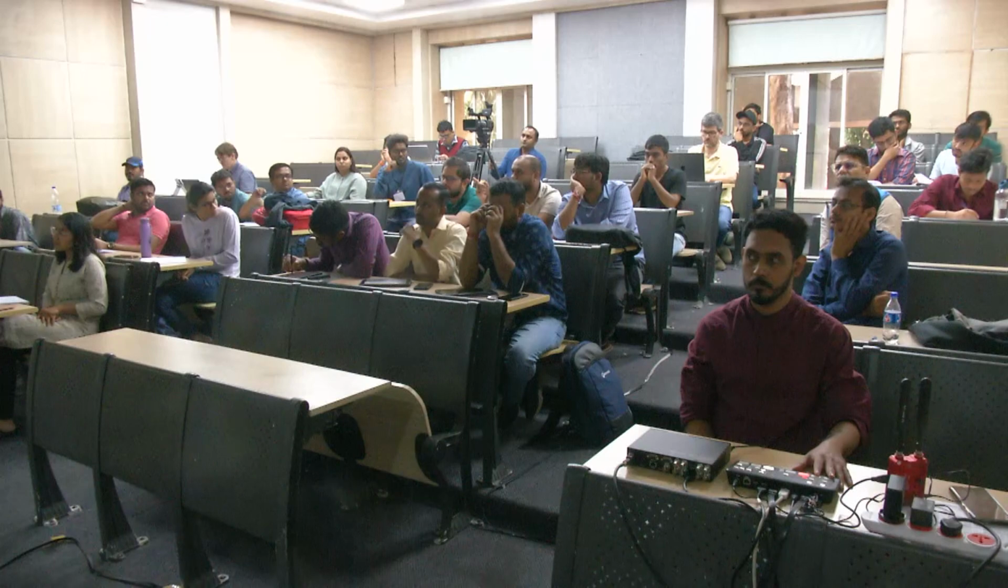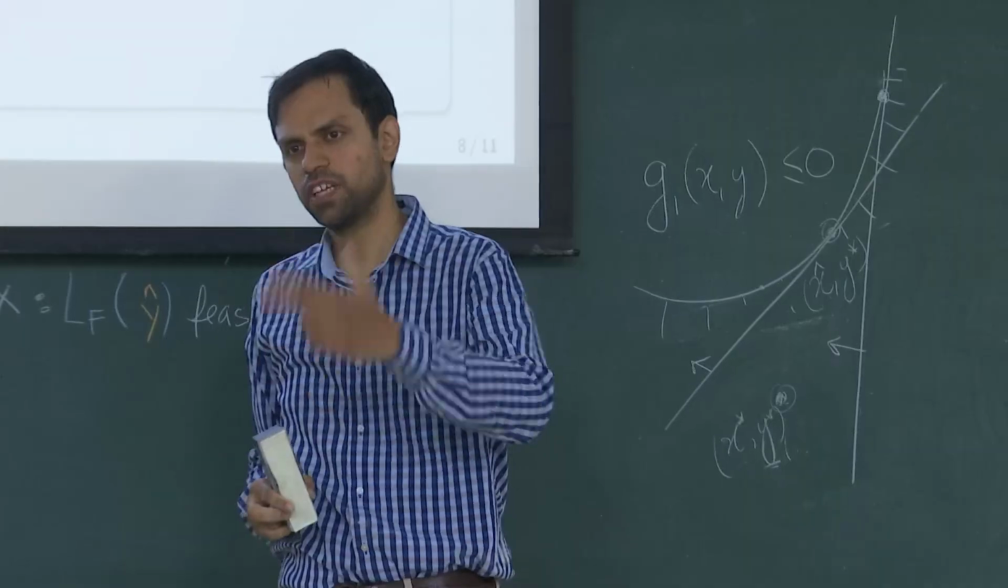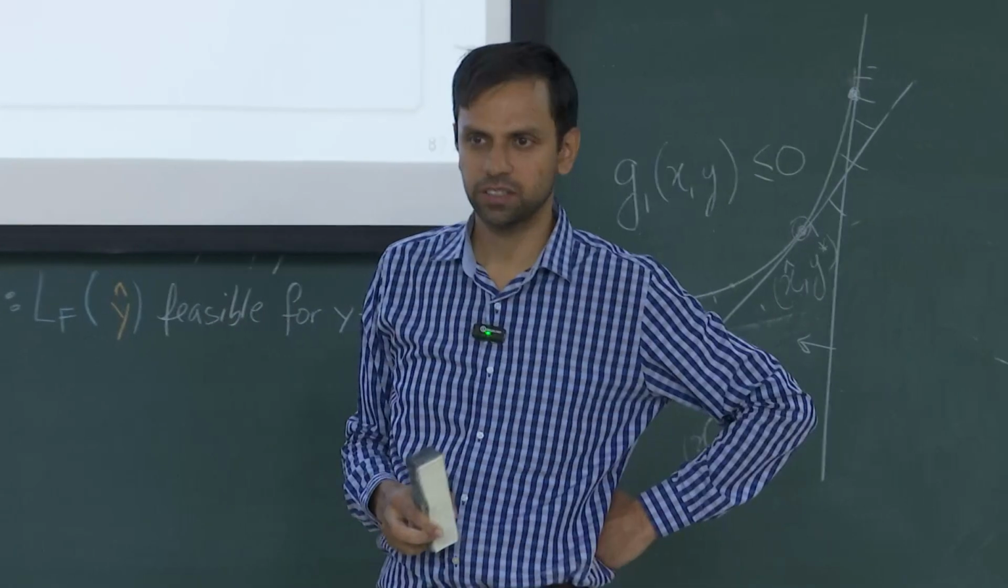After solving this, we'll get the upper bound. This is a side bonus. This is not a requirement from the algorithm, but it is quite useful. So it will give the upper bound, and our lower bound will be from the MILO we have solved. The lower bound progressively improves from the MILO side.